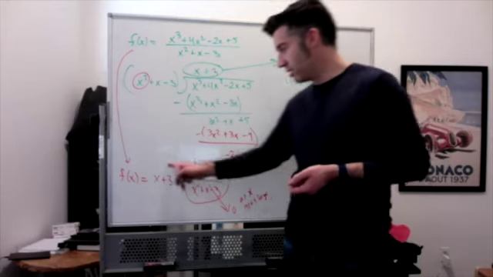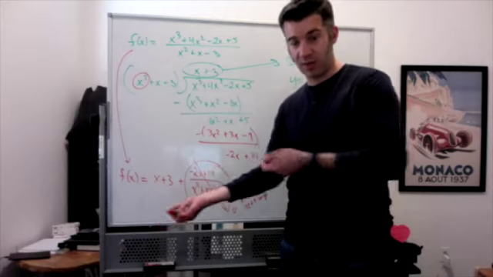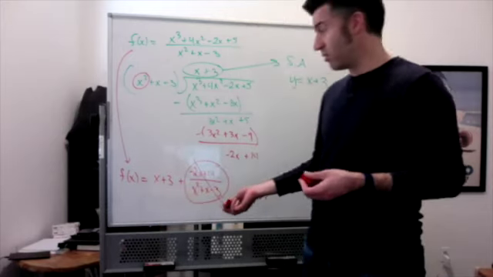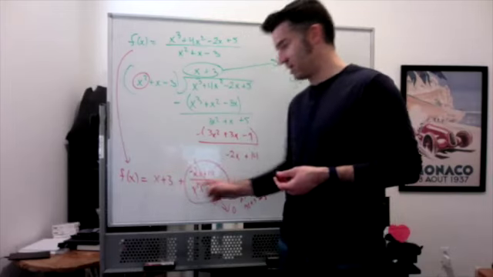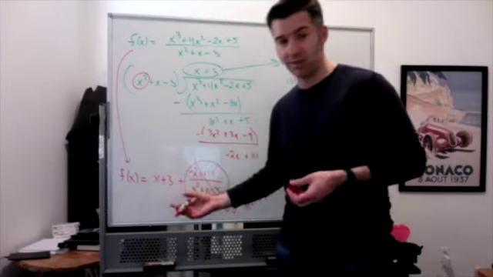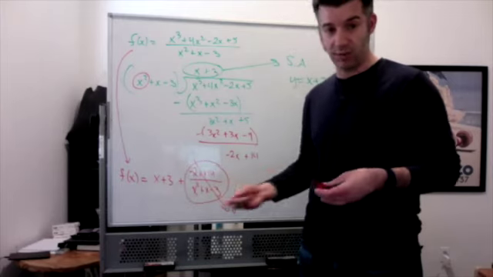Which means when we get really big or really negatively big, this is kind of all that matters. The function is going to get really, really close to x plus 3 plus a tiny little bit. So that's going to mean that y equals x plus 3 is the slant asymptote.